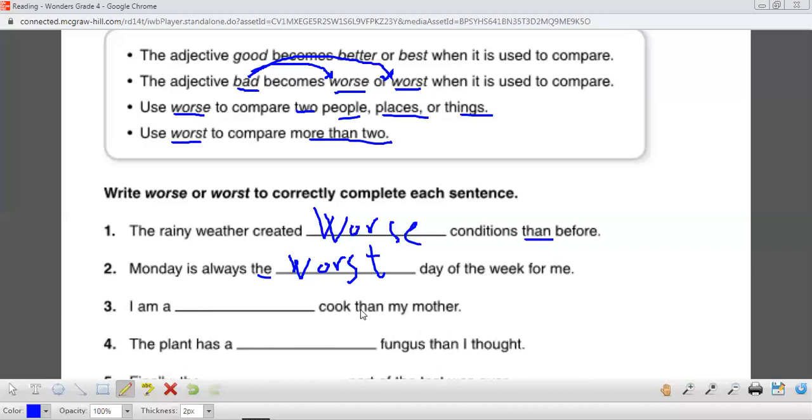I am a cook than my mother. I'm comparing myself, number one, to my mother, which is number two. So when I'm comparing two things or two people, here I'm comparing two people, what should I use? I will be using worse, which is the comparative form of bad. Another hint that may help you to make sure that your answer is correct is that there is than. So worse than. So I am a worse cook than my mother.